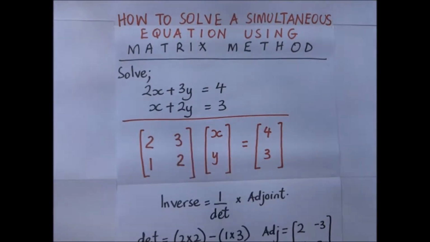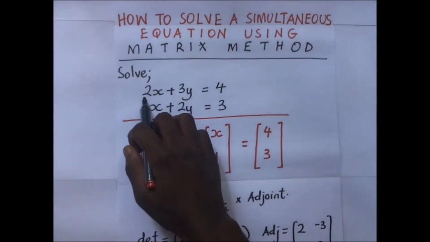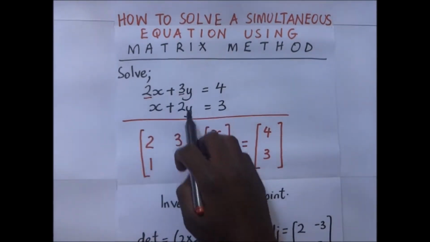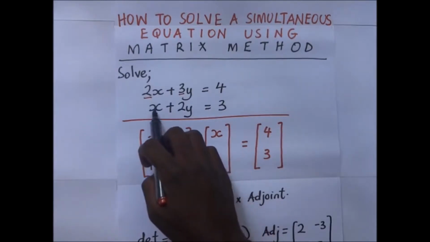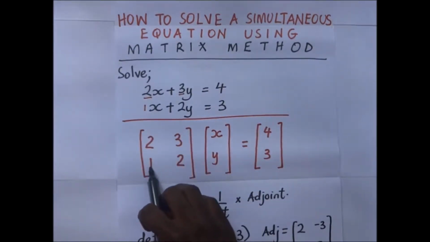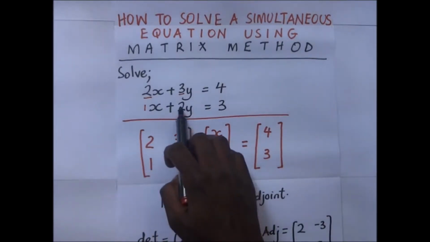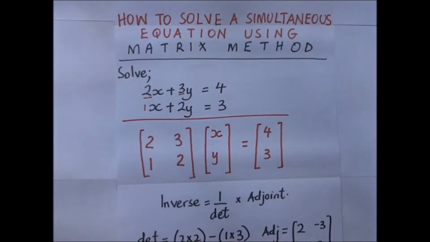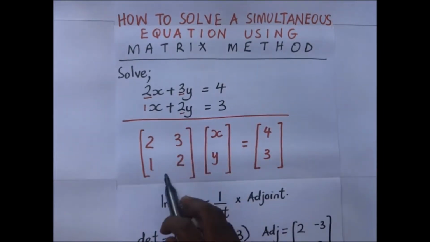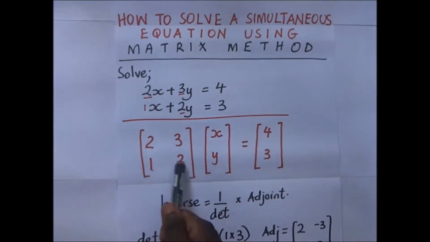We extract this matrix by just extracting the coefficients of the unknowns. The coefficient of x here is 2, so we extract 2. The coefficient of y here is 3, so we get the 3. The coefficient of x here is 1, so it is the 1 there. And the coefficient of y here is 2, and that's the 2. So we end up with our matrix as 2, 3, 1, 2. So this is the matrix.